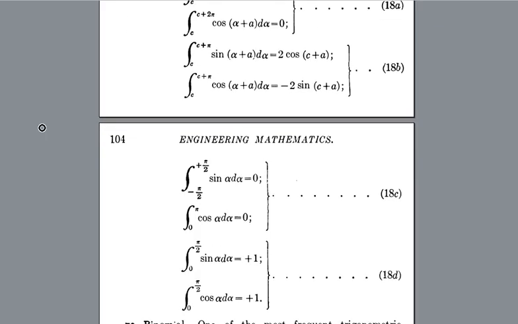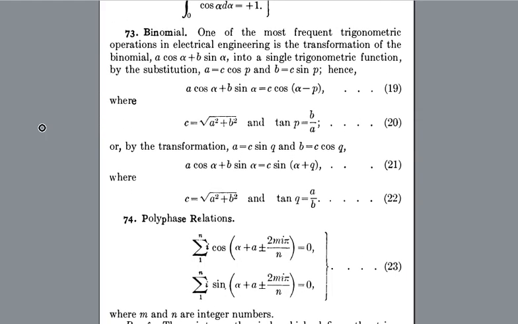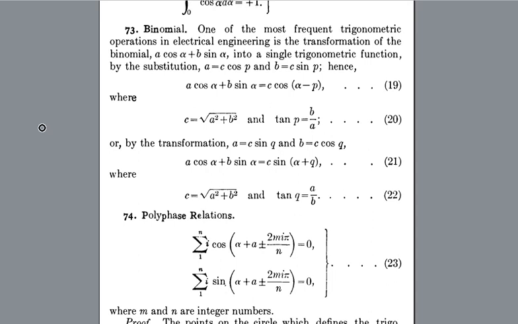73. Binomial transformation. One of the most common trigonometric operations in electrical engineering is the transformation of a binomial expression involving trigonometric functions into a single trigonometric function. This is achieved by the substitution. Let A equal C multiplied by the cosine of P and B equals C multiplied by the sine of P. Then A multiplied by the cosine of alpha plus B multiplied by the sine of alpha equals C, multiplied by the cosine of the quantity alpha minus P.